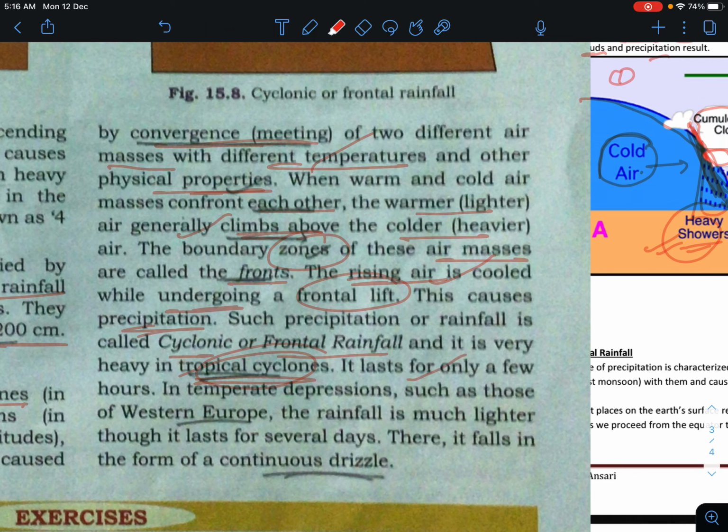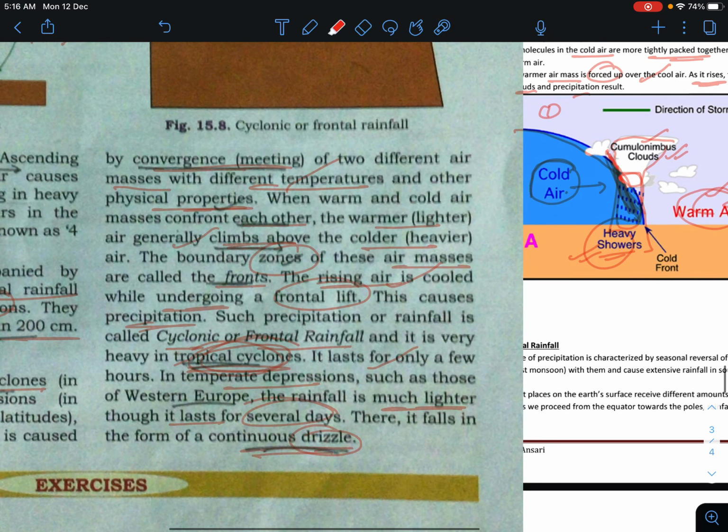So if cyclonic rainfall occurs, it will be heavy in the tropical areas and last only a few hours. But in temperate depressions, such as those of Western Europe, the rainfall is much lighter, though it lasts for several days, and there it falls in the form of continuous drizzle.